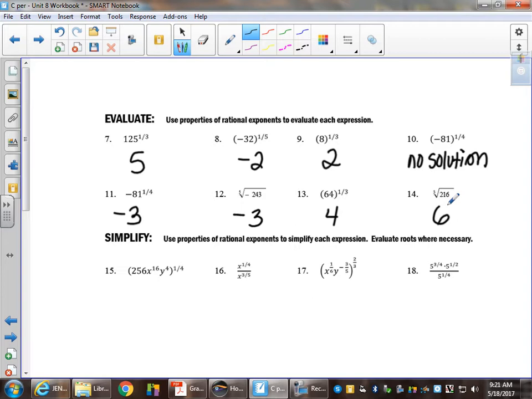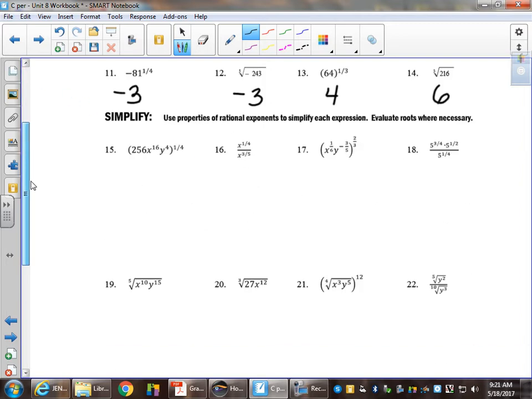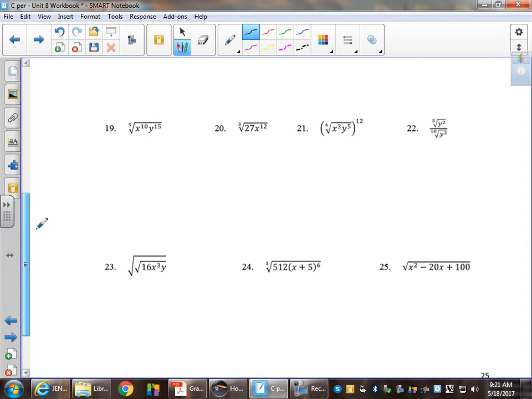Do it. That being said, those of us who did check our answers for 15 and on, are there any that you disagreed with that you want to talk about? 22, I heard from both sides of the room. So let's talk about 22. For 22, what are we going to do first? I have radical notation. How would I rewrite this with rational exponent notation?